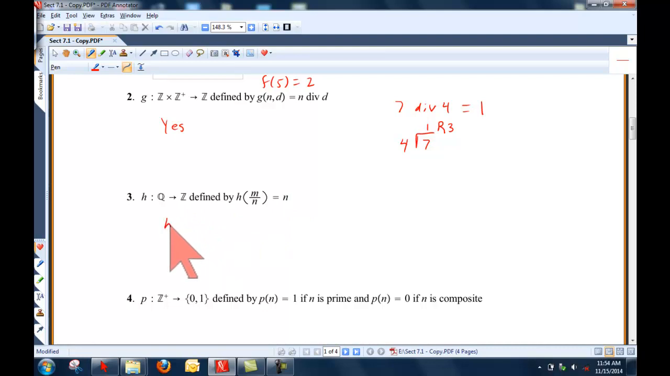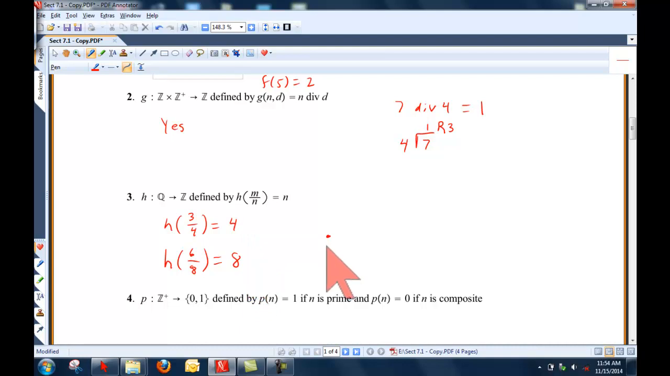Let's try and show some examples then. h(3/4) = 4. h(6/8) = 8. But wait a minute. 3/4 and 6/8 are the same number. So I've just computed h of the same number and gotten two different numbers.